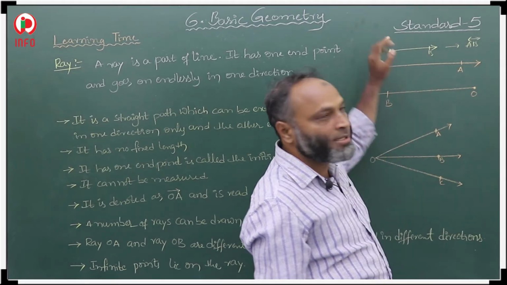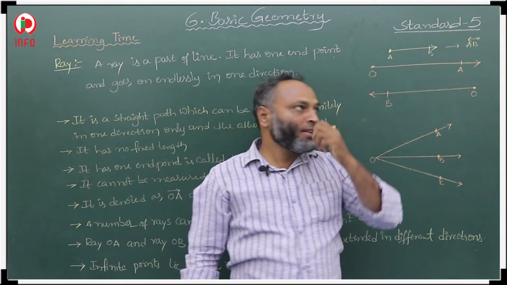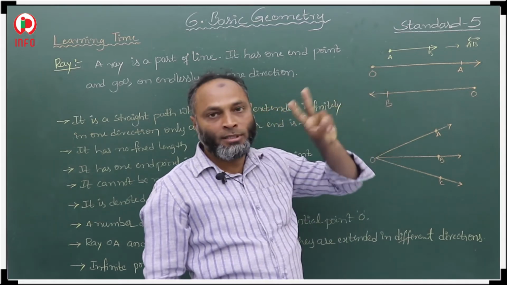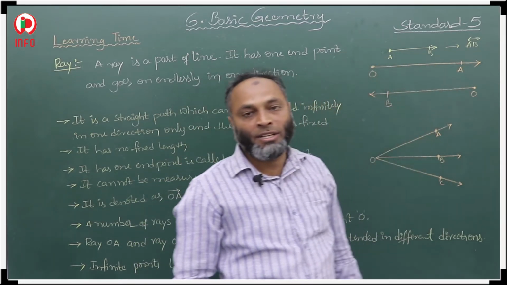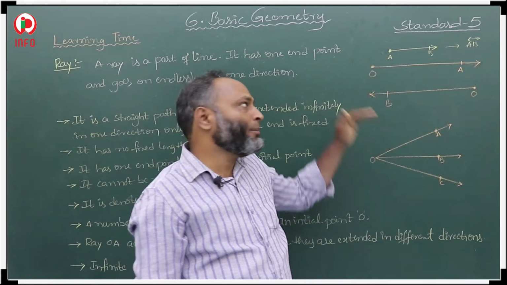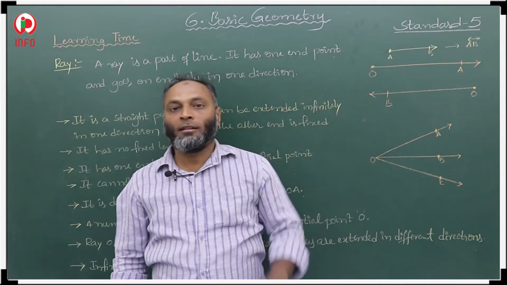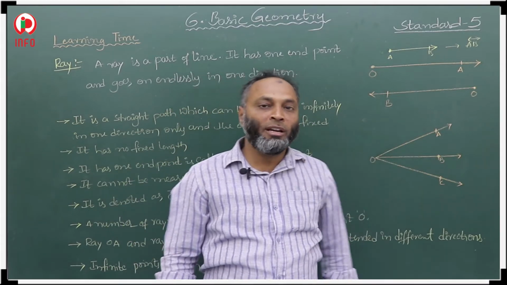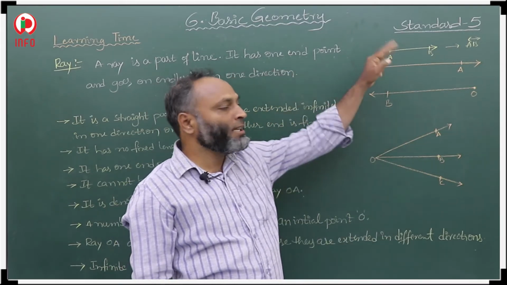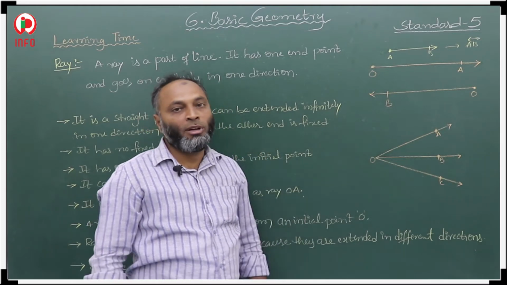So what is a ray first? A ray is a part of a line, the first thing. The second one is it has one end point. The third thing is it moves endlessly in one direction. So these three things are there in a ray. A ray is a part of a line, it has one end point and it moves endlessly in one direction. These three points you have to remember.